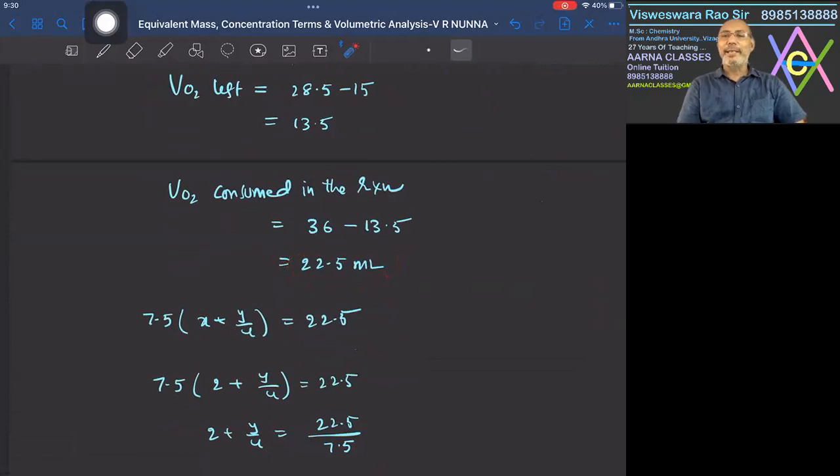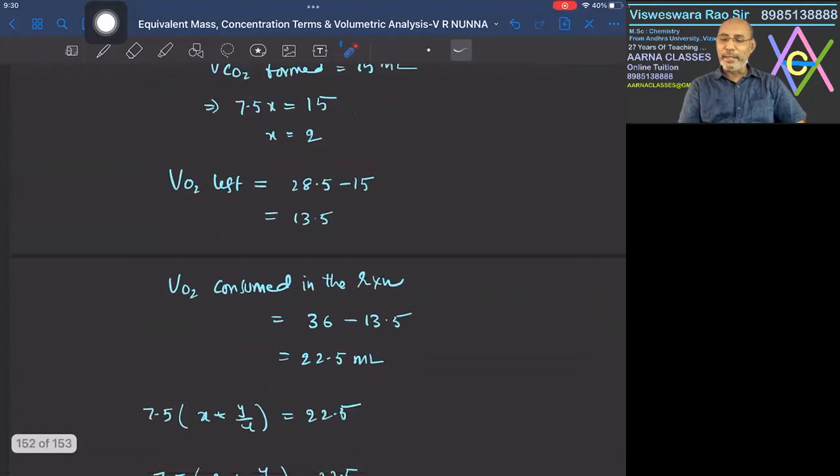You get an easy calculation with this one, or you can solve the problem this way: 36 is taken, 7.5 into x plus y by 4 is consumed, and what is left is equal to 13.5. You can also use this equation. It is the same thing.